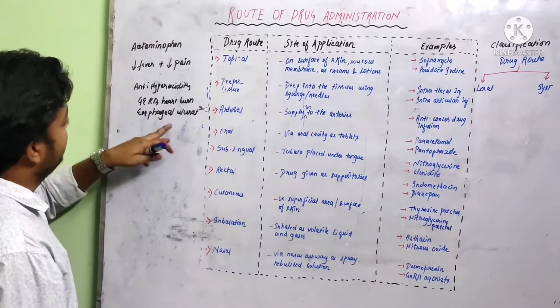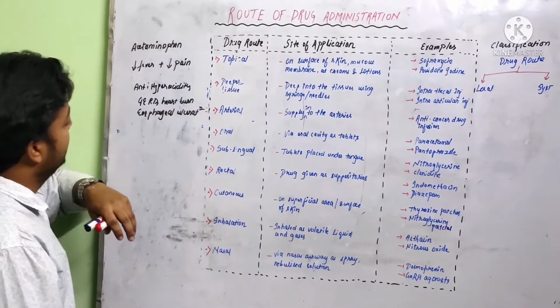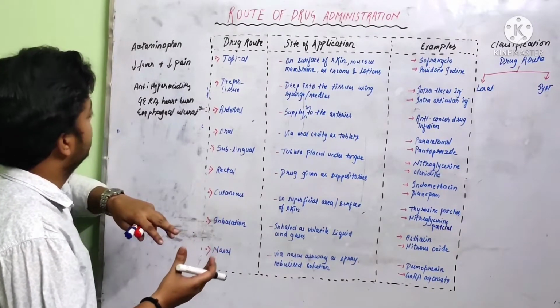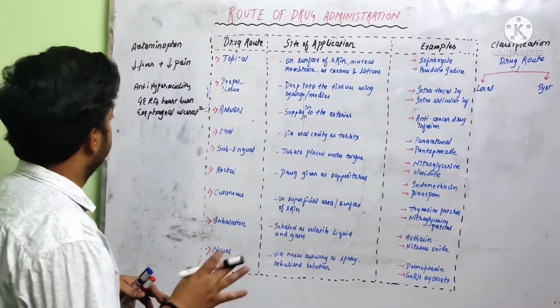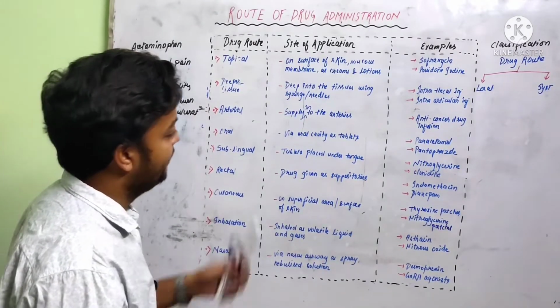Next we have esophageal ulceration, that is a breakdown of the lining of the mucosa of the esophagus. That is very clear. That is all about pantoprazole.